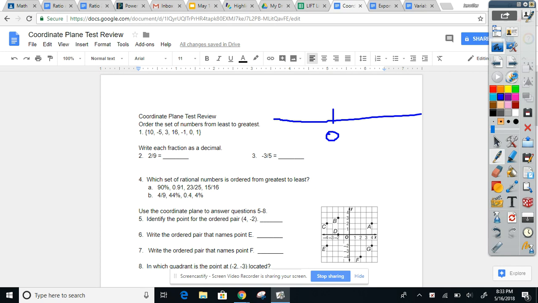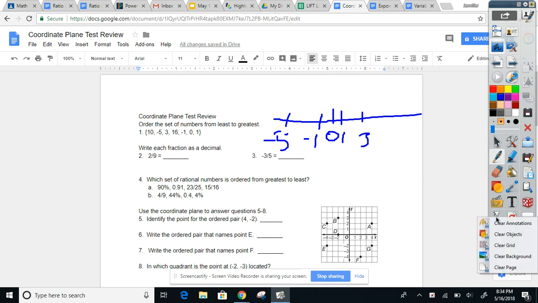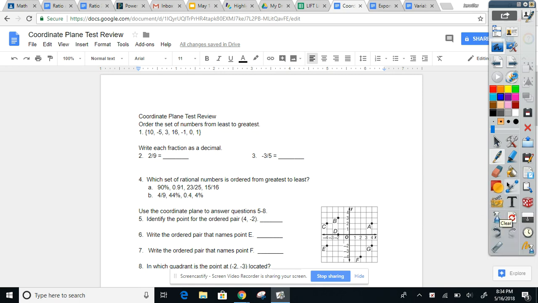Okay, if we put 0 in the middle, then 1 would be right beside of it. -1 would be on the other side of 0. And 3, and so on and so forth. So we could see that -5 is farther away from 0 than -1 is. So -5 is smaller than -1. So I want you to go ahead and put those in order from least to greatest. Pause the video if you need to have time to do that.